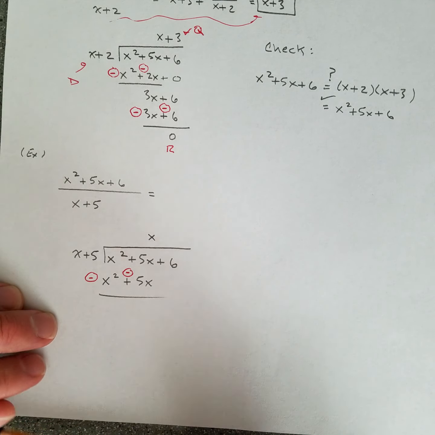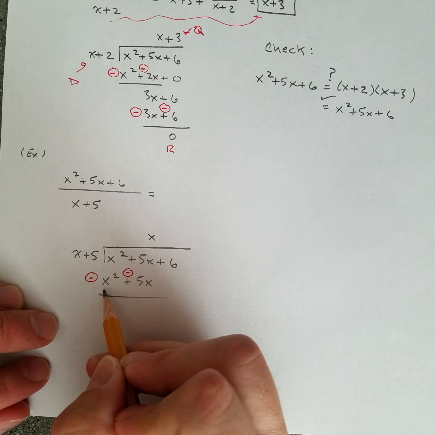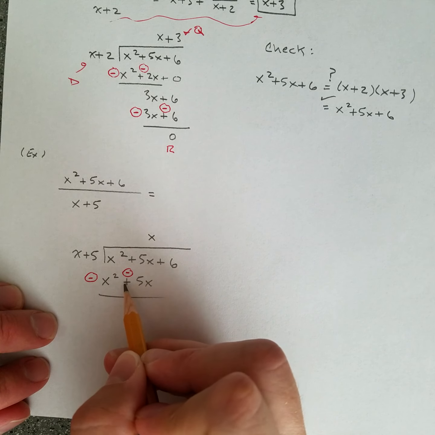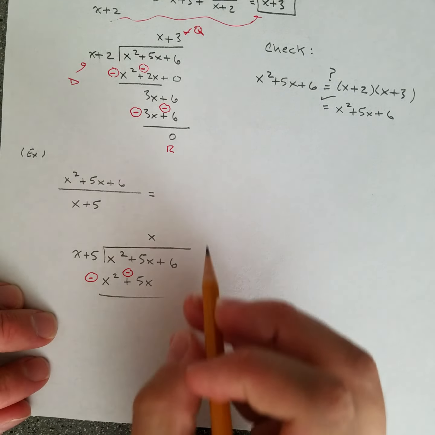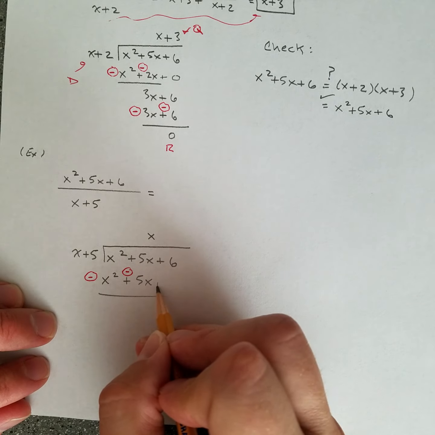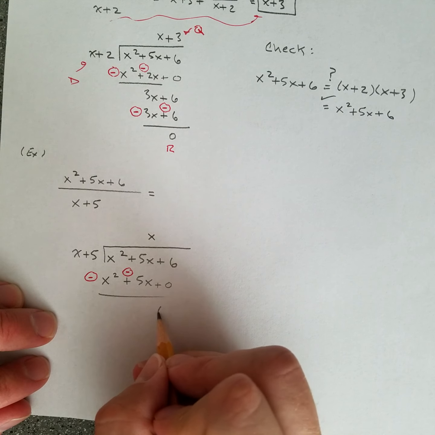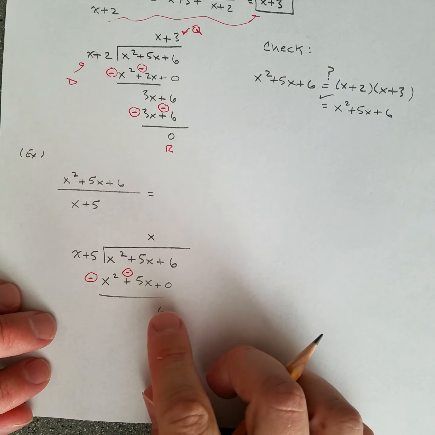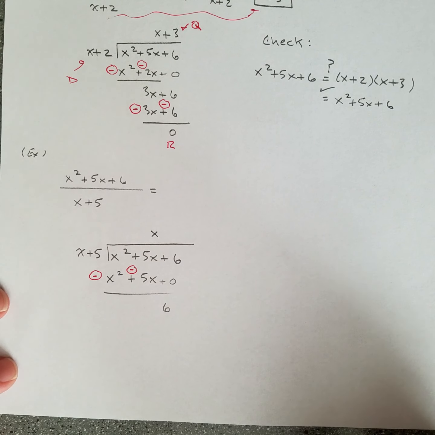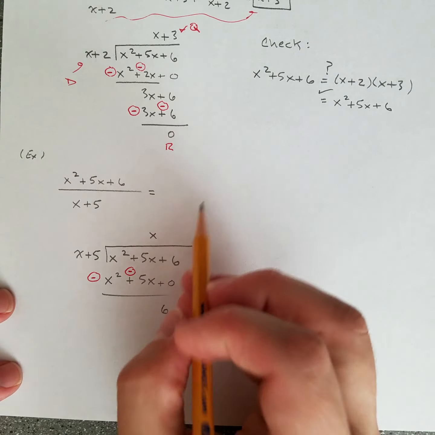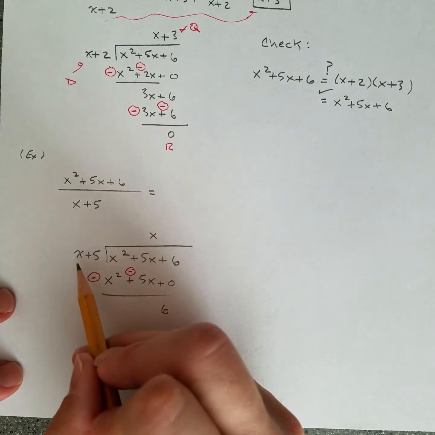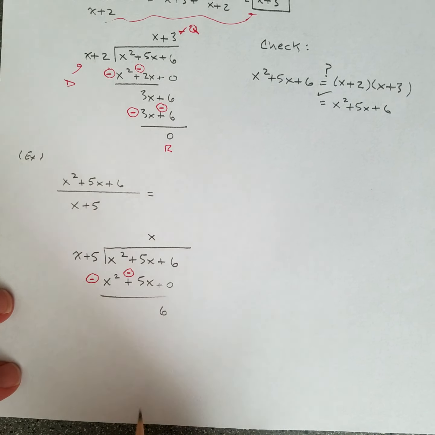x squared minus x squared is 0. 5x minus 5x is also 0. And 6, what's under that 6? I guess technically a 0 is 6. And at that point, we're done. We can't go any further. It no longer makes sense to say, what do you multiply x plus 5 by to get a 6. That can't happen.